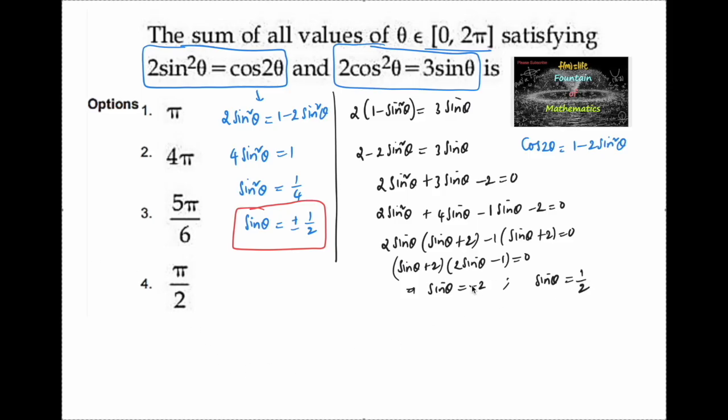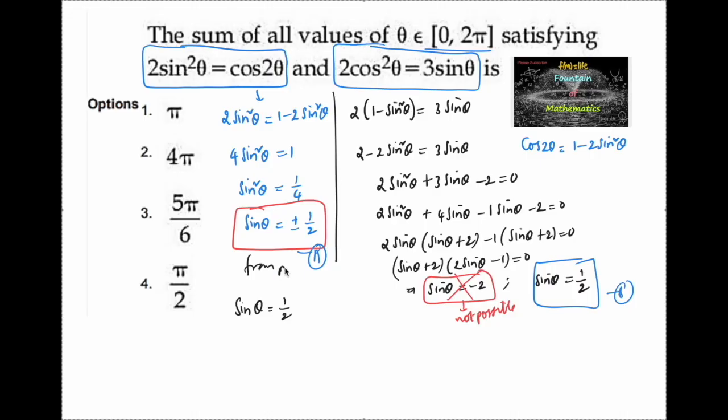Sin theta is equal to negative 2 is not possible because the range of sin is minus 1 to plus 1. So we can say this is not possible. So sin theta is equal to plus 1 by 2. So from 1 and 2, from A and B, we can say the solution is sin theta is equal to 1 by 2.